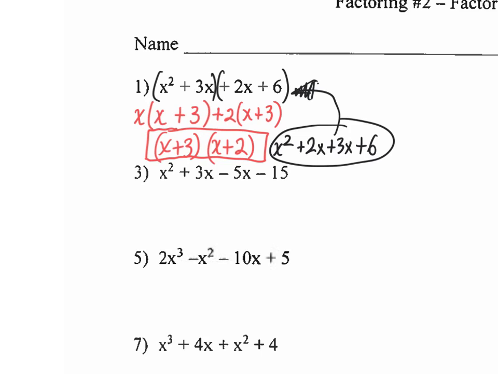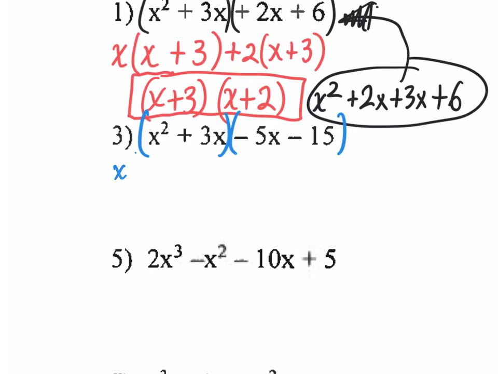Okay, so on this first group right here, what could you pull out of this? You pull an x out. And if you pull an x out, what's left? X plus 3. Okay? Now, again, my goal is whenever I do whatever on this, I want what's in parentheses to be the same thing as this. So what could I pull out of this to make it an x plus 3 in there? Okay, I'd have to pull out a negative 5, right?